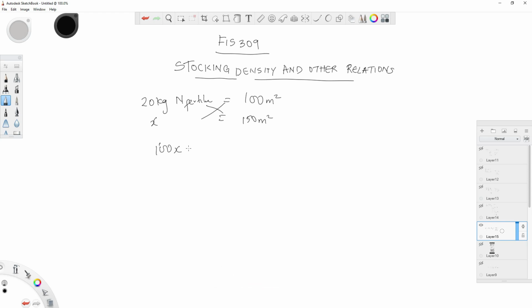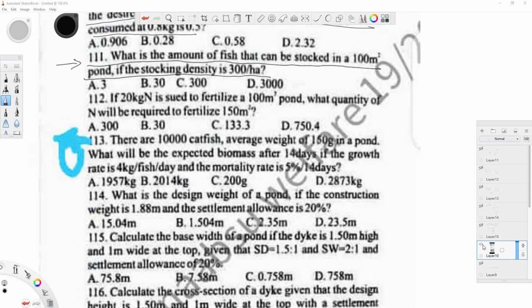This is 100x equals, by the time you multiply 20 times 150, this should be 3000. Yeah, x will be 3000 divided by 100. So that means 30 kg N fertilizer is what would fertilize 150 square meter pond. And it is there in the answer, 30, B.